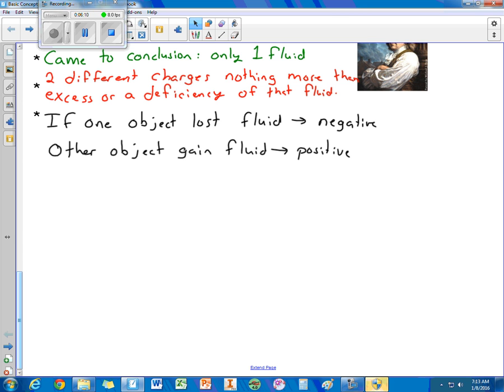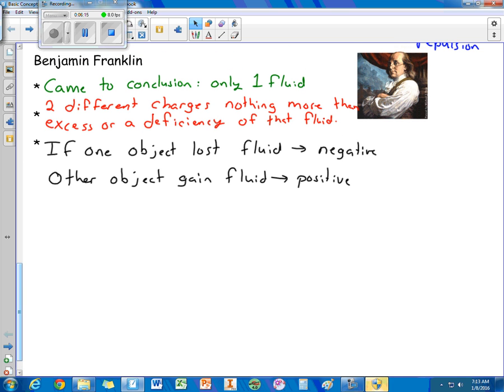And there's a lot to say about this also. In many ways, Benjamin Franklin was correct about this. One of the nice things about Benjamin Franklin's theory is that it helps us keep conservation of charge in mind. The amount of fluid that one object loses is equal to the amount of fluid the other object would gain. So a lot of these early scientists thought that there was this almost magical or mystical fluid being transferred between objects.